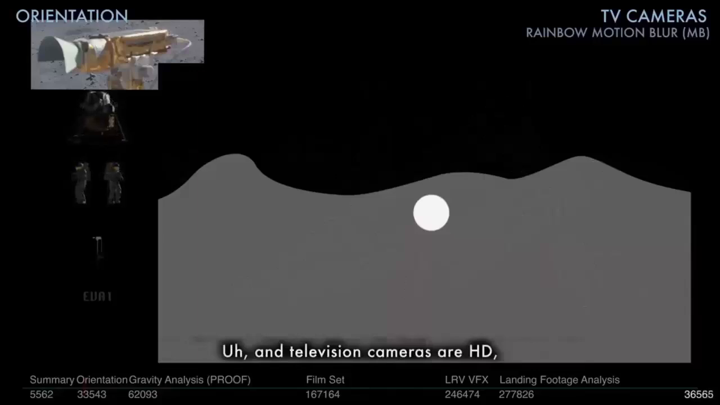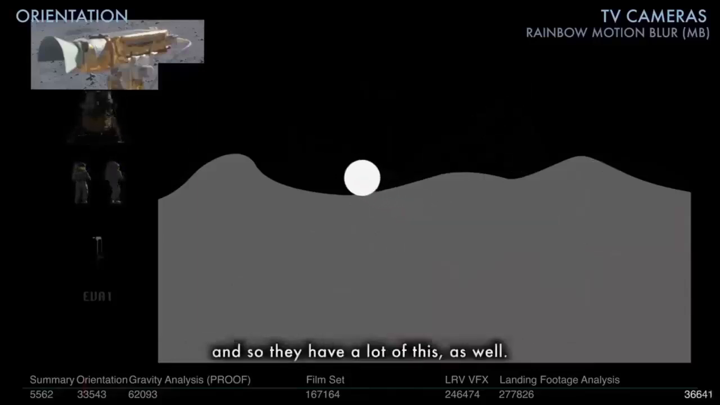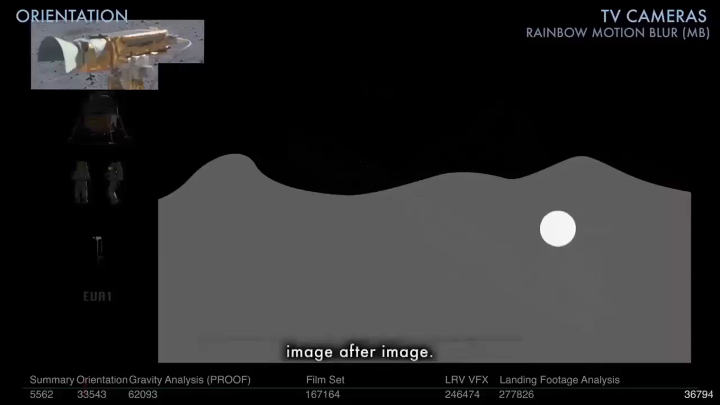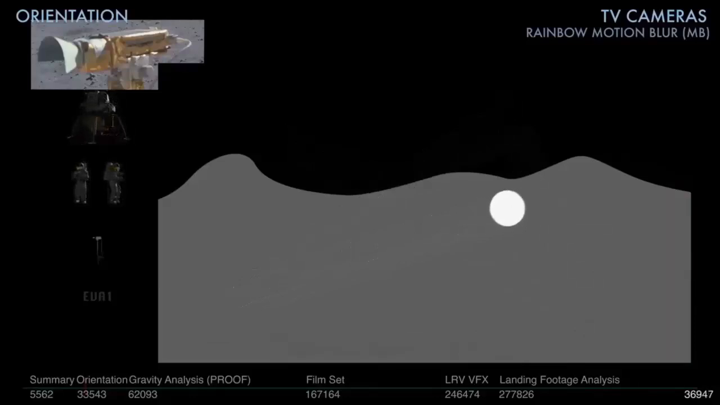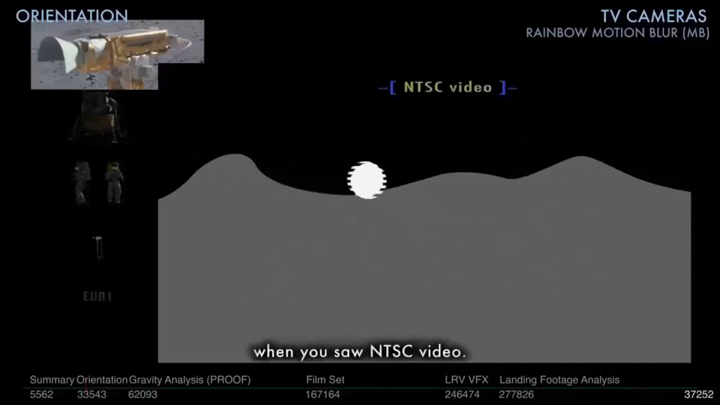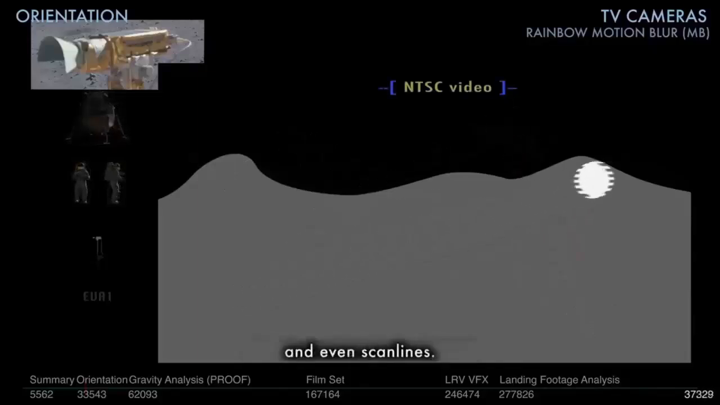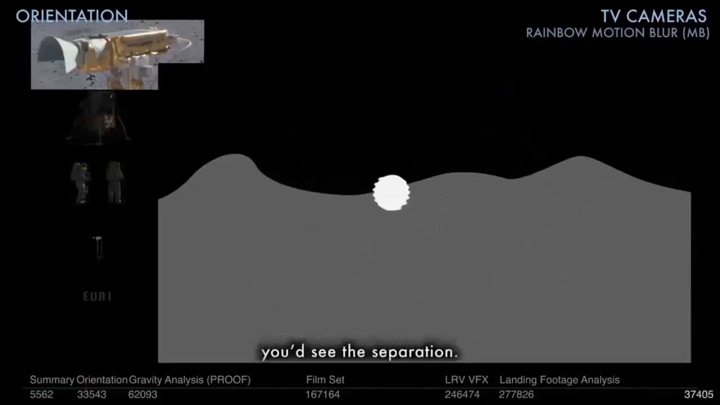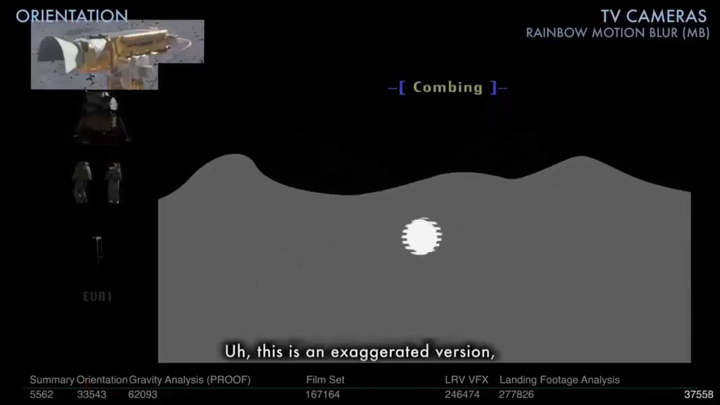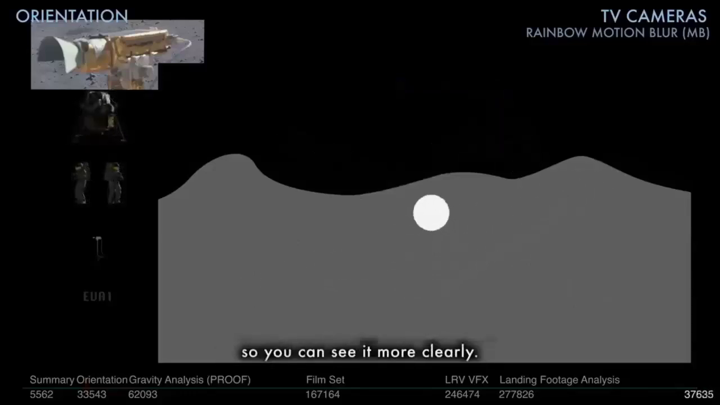And television cameras are HD, and so they have a lot of this as well. Not as much as on the scan, as much as progressive, which is image after image. This is what many of you are used to at this point when you saw NTSC video. You would see odd scan lines and even scanned lines, and as the object moved, you see the separation. They call it combing. And this is an exaggerated version, so as you can see it more clearly.